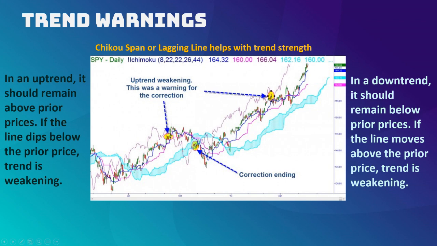You see the next one up right here, we're moving up, up, up, up, up, and then there we simply pause in the trend before rallying once again. In a downtrend, you should see the delayed line stays below, and if you start to see it touch the previous price, that's telling you that the end of the downtrend might be happening.